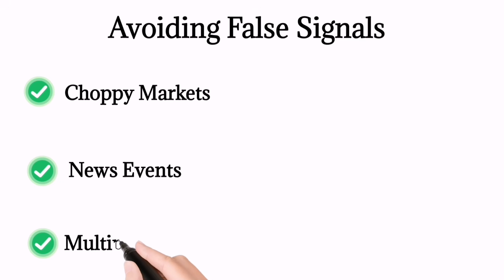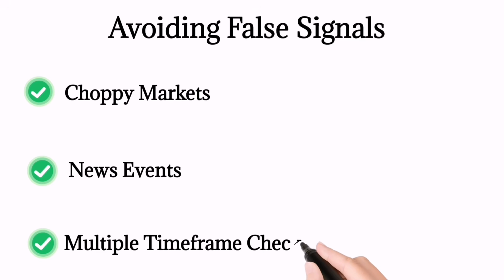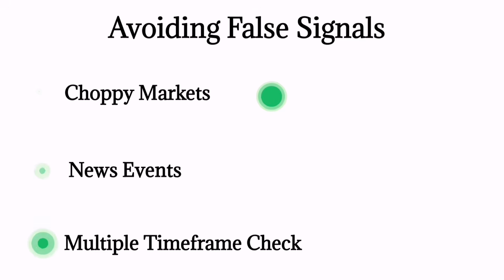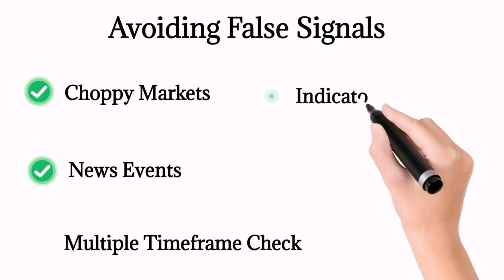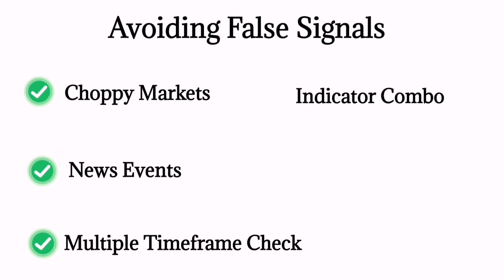Multiple time frame check. If the daily chart prints a golden cross but the weekly is still in a firm downtrend, size down or skip. The higher time frame usually wins. Indicator combo: a simple RSI confirmation works. Trade golden crosses only when RSI is above 50. Trade death crosses only when RSI is below 50.